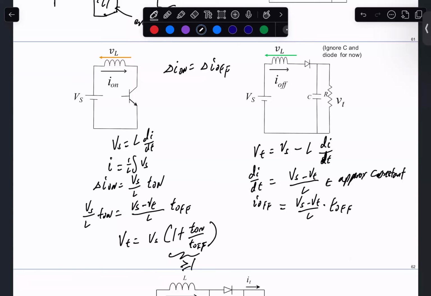So this is boosting up the voltage. And this boost action again just comes from the inductor. In this case, it's mostly the inductor being charged up.